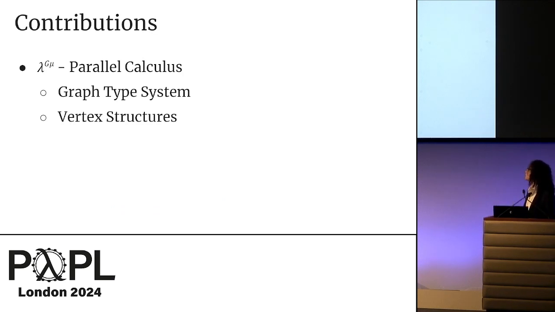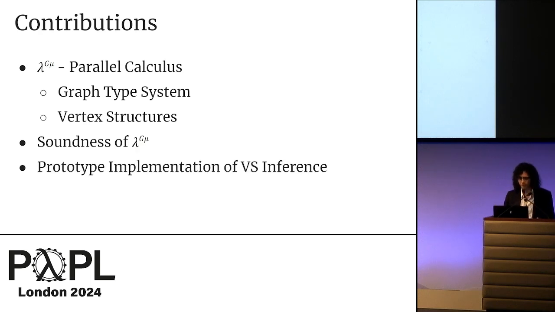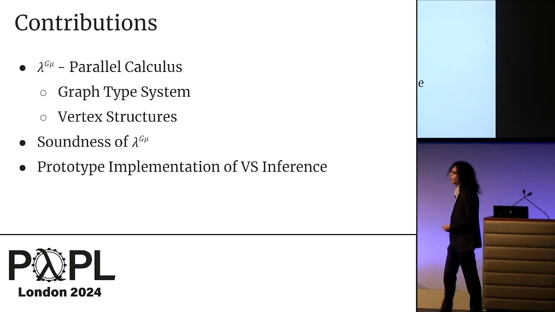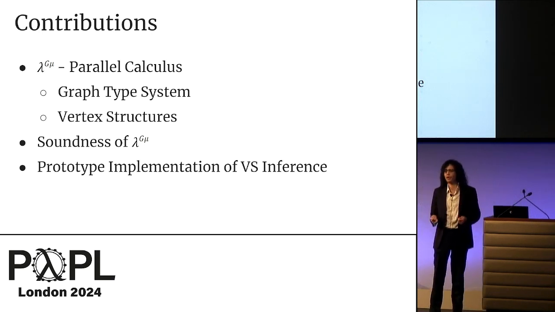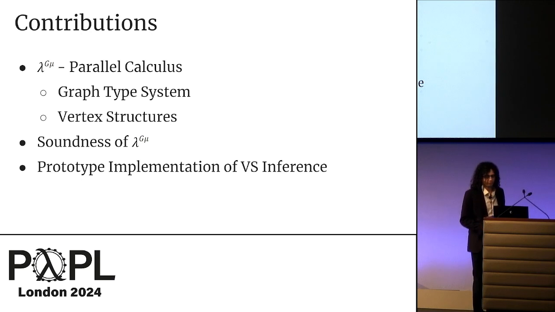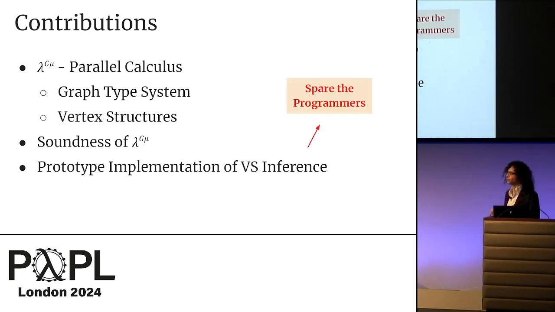Contributions: we introduced lambda g mu, which is a new parallel calculus that introduces the second iteration of our graph type system. It is notable because it uses vertex structures to solve the aforementioned problem. We have a soundness result for lambda g mu, and we have a prototype implementation of vertex structure inference. What do I mean by this? We're going to be adding vertex structures to the code itself. And our general philosophy is that we do not want the programmers to have to worry about adding these vertex structures. We want graph types to be as easy as possible to use. And so we have a program that will automatically add these vertex structures to the code.